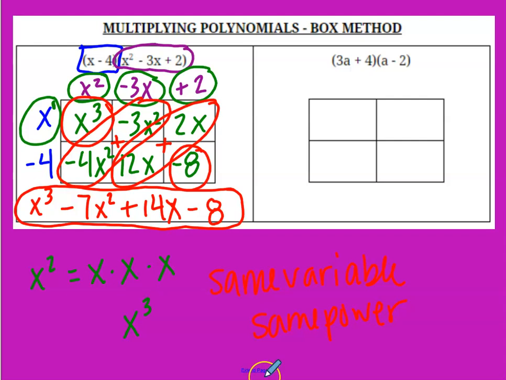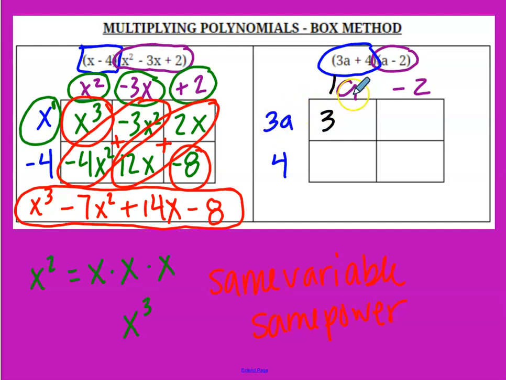All right. Another example here, we've got a binomial times a binomial. So we can put 3a and 4 on the left. And then put a minus 2 on the top. So one binomial and the other binomial. We're going to multiply these together. So 1a times 3a, 1 times 3 is 3. A times a is a squared.